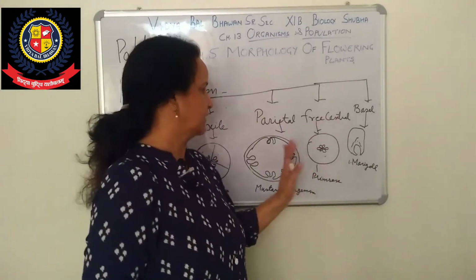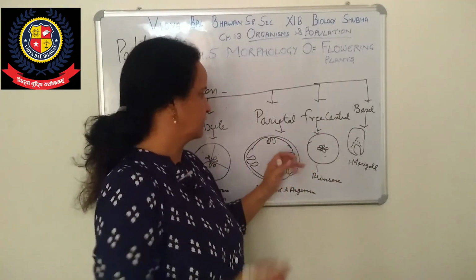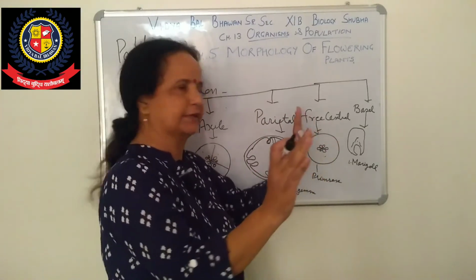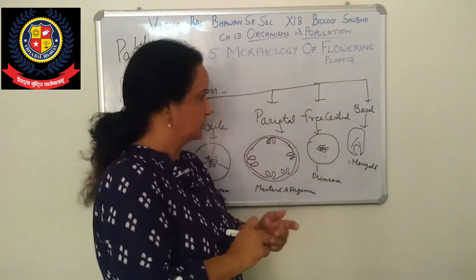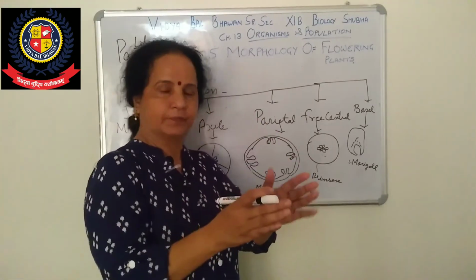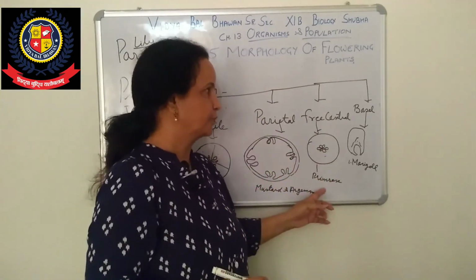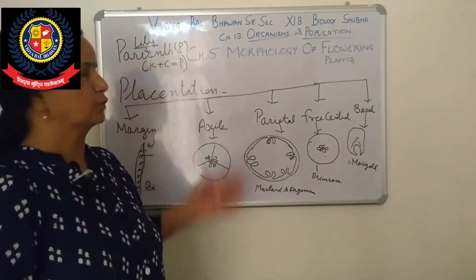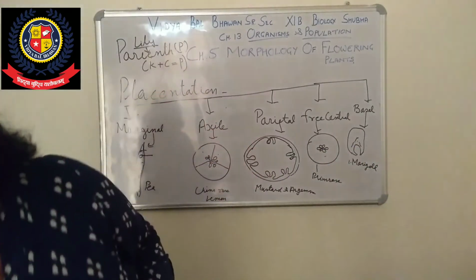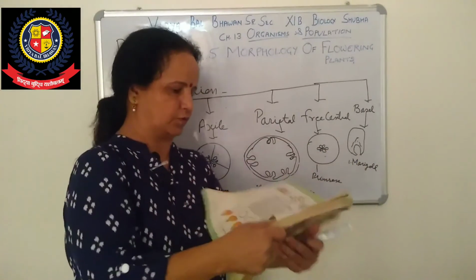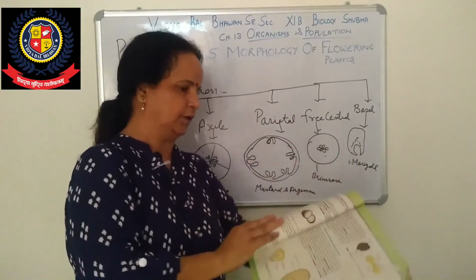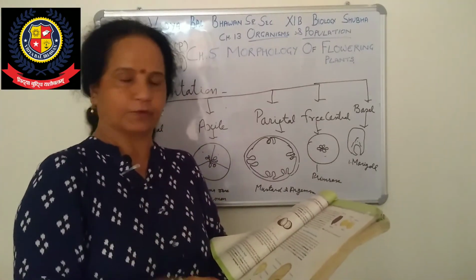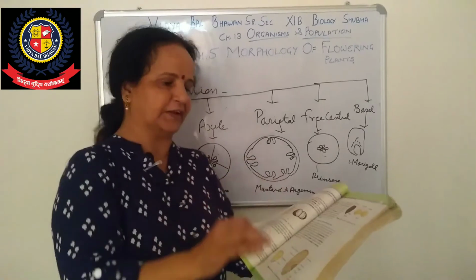In free central, the chambers are formed, but at the center there is no septum. Without septum, with septum is the divider. That is primrose. At the basal, marigold. So this is about placentation according to your book, and we are coming to the sequence. After fruits and seeds, it is deleted now.